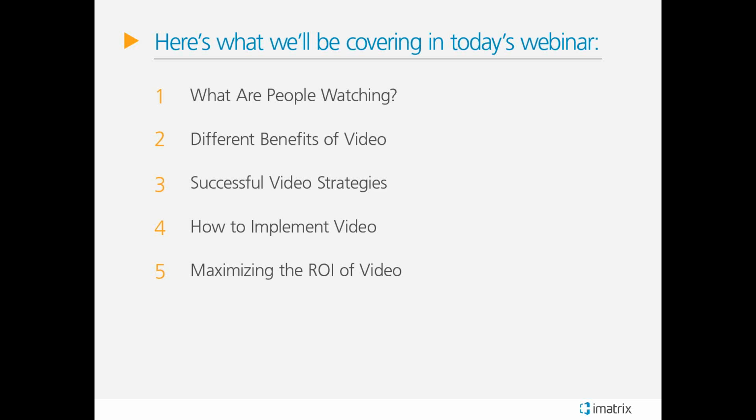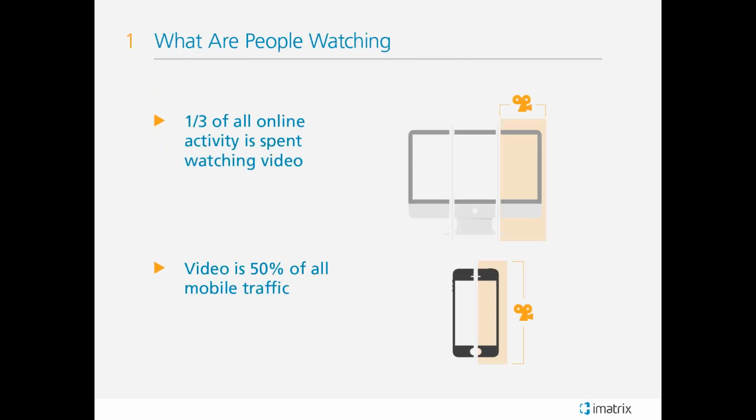Video is a wildly popular medium, and the advent of mobile is increasing the demand. Due to the popularity of video on the internet, it's imperative that you tap into this dynamic medium if you want to be successful. Today we'll be looking at a couple of different aspects of video marketing, to include what people are watching, the different benefits of video, successful video strategies, how to implement video, and most importantly, maximizing the return on investment of your video.